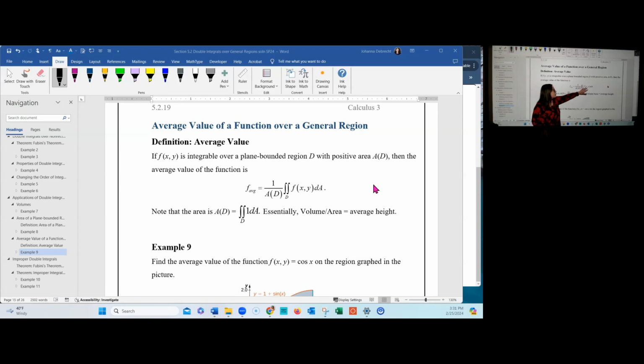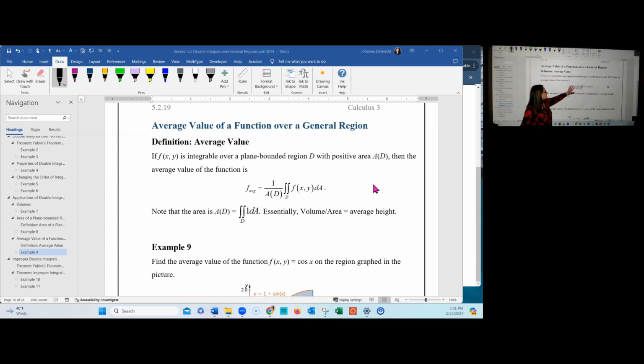When we take the volume and divide by area, we should end up with the average height or average z value for every rectangular prism that would give us a solid with the same net volume as between the surface f of x and y and the xy plane.